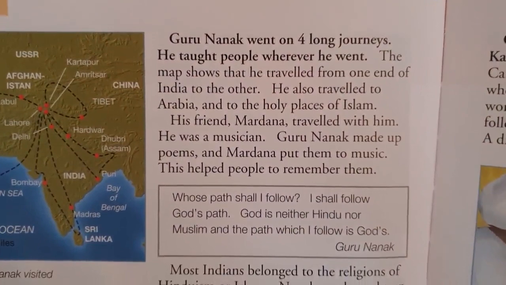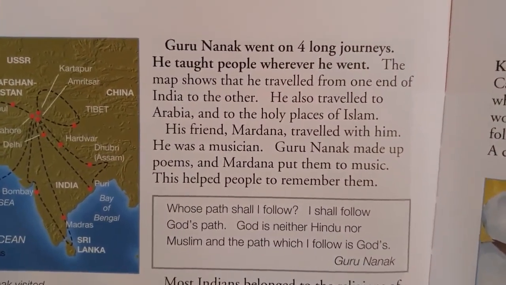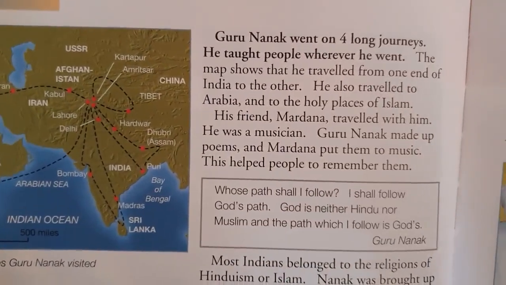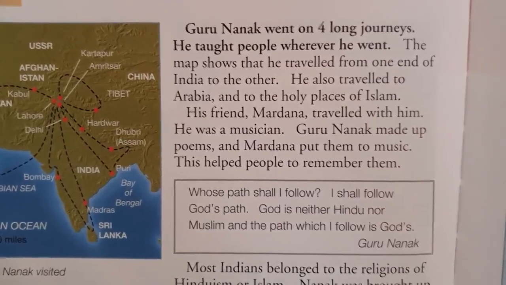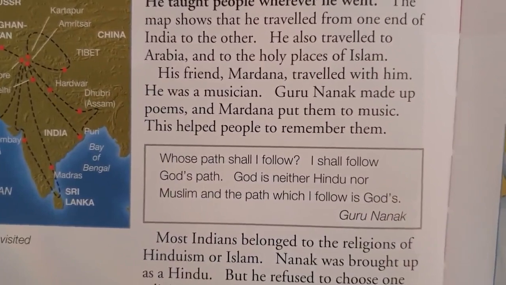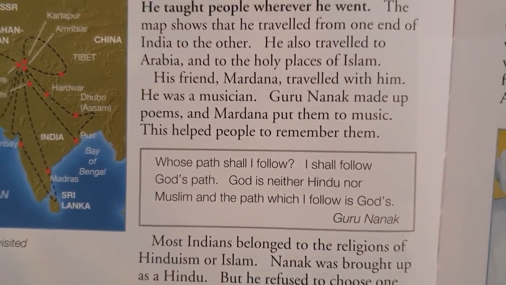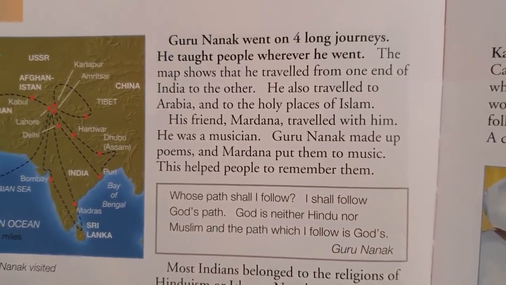So Guru Nanak then went on 4 long journeys, and he taught people wherever he went. The map shows that he travelled from one end of India to the other. He also travelled to Arabia and to the holy places of Islam. His friend Mardana travelled with him, and he was a musician. Guru Nanak made up poems, and Mardana put them to music. This helped people to remember them.